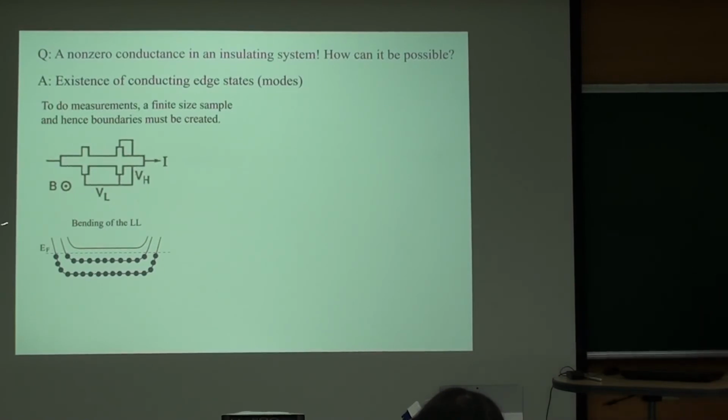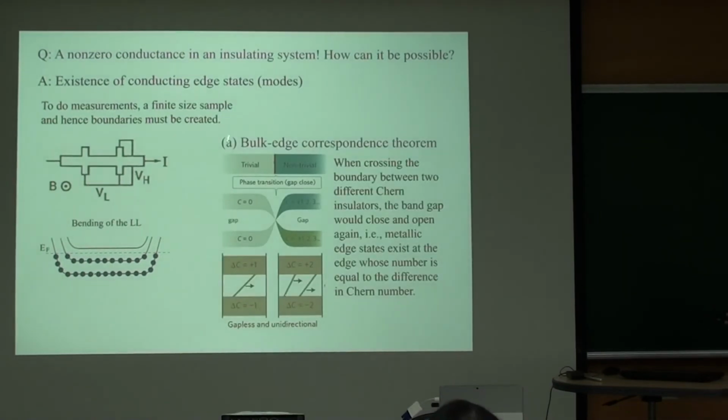Okay, now in the real space picture, when you create an edge, the Landau level will bend at the edge, and then although the bulk is insulating, this edge becomes conducting. But there is a more beautiful argument, based on a now popular argument. It's called the bulk-edge correspondence theorem.